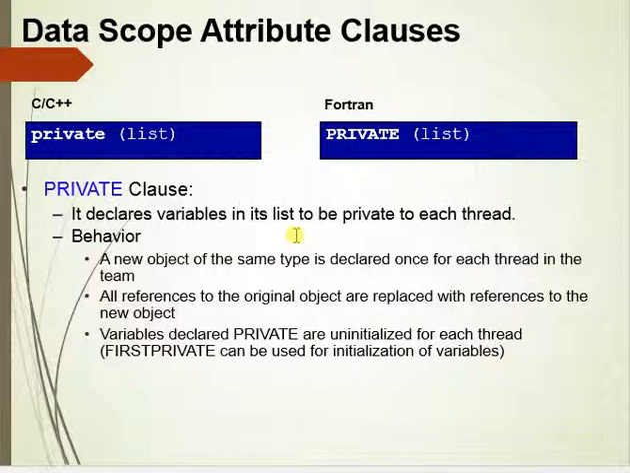This is how we are using private in C++. What is the private clause? It declares the variables in its list to be private to each thread. Behavior: a new object of the same type is declared once for each thread in the team. All references to the original objects are replaced with references to the new objects. Variables declared private are uninitialized for each thread. Firstprivate can be used for initialization of variables.